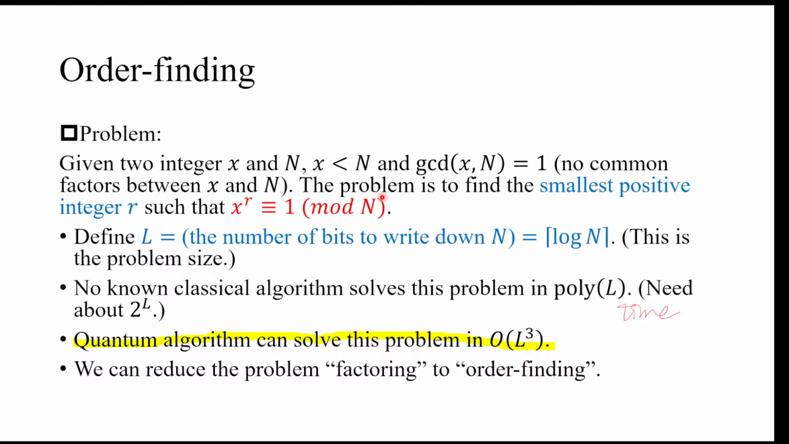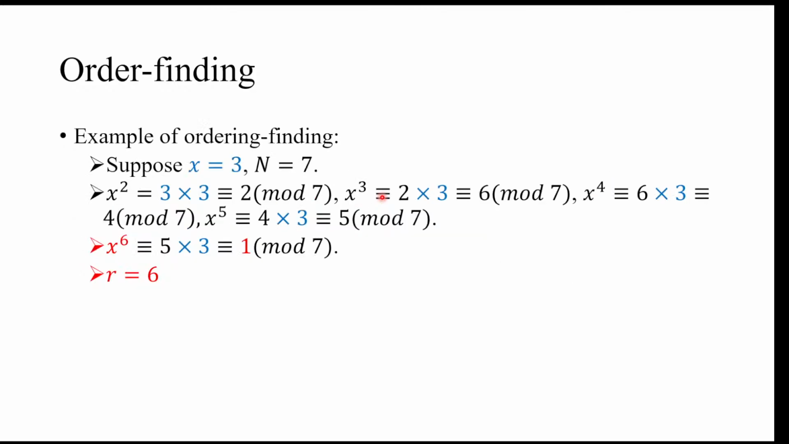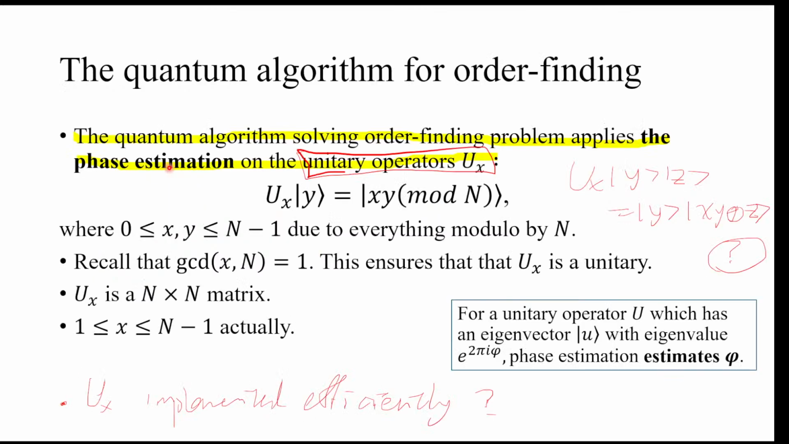Here we have an easy example: x equals 3, n equals 7, and we can keep multiplying this 3, and we see that we multiply 6 times and it comes back to 1 mod 7, and if you multiply 7 times, you will get back to 3 mod 7. And then we see that we can do this by period finding, by using phase estimation on this oracle, the multiplication oracle Ux.